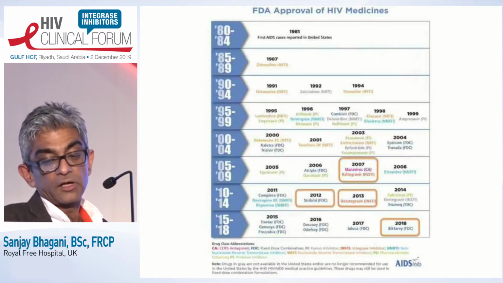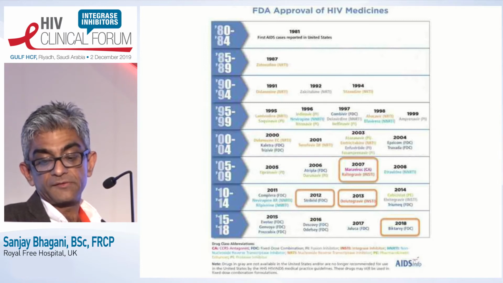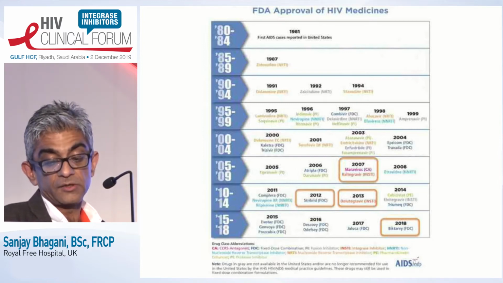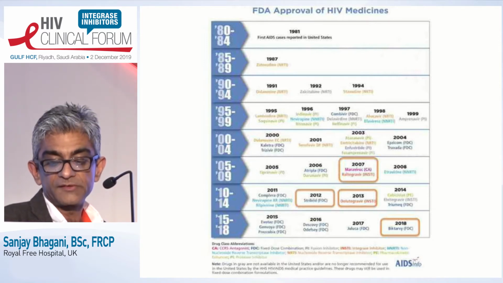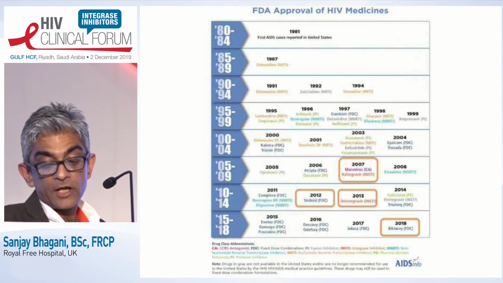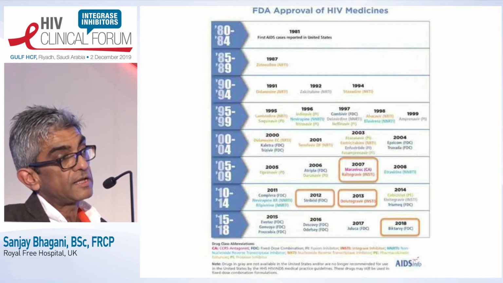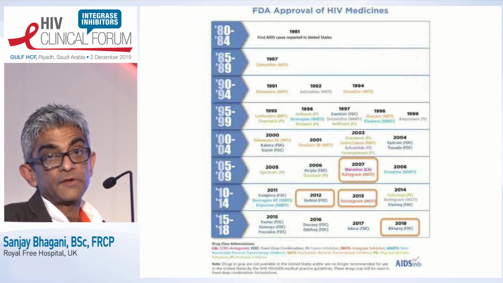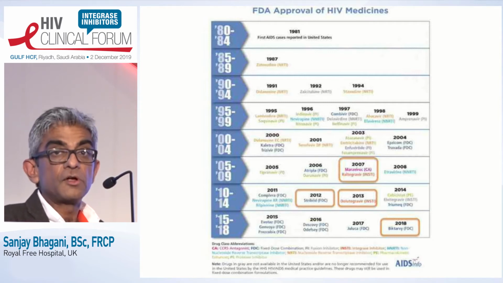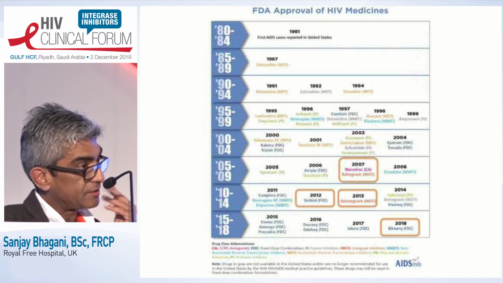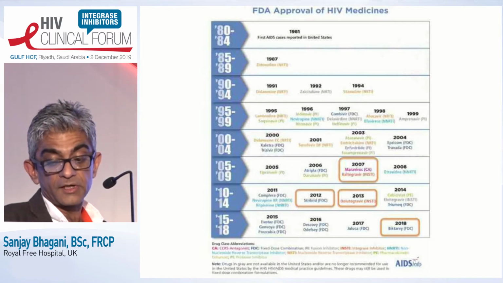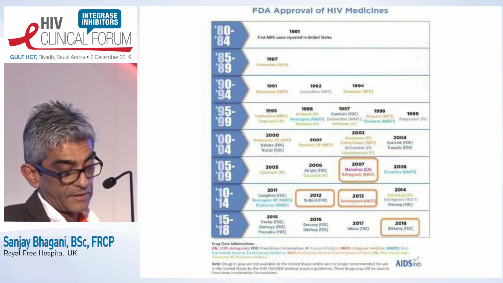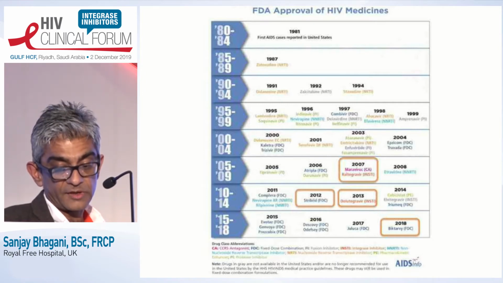Their licensing first arrived in 2007 when raltegravir was licensed, followed in 2012 by Stribild, which is a fixed-dose combination of elvitegravir, cobicistat, with tenofovir and FTC. Dolutegravir came along in 2013, and then the newest kid on the block is bictegravir, which is co-formulated with tenofovir alafenamide and emtricitabine. And so these are the four currently licensed integrase inhibitors that are available to us. Cabotegravir is nearly here, so watch out for that in the very, very near future, and I won't talk about that anymore in this talk.